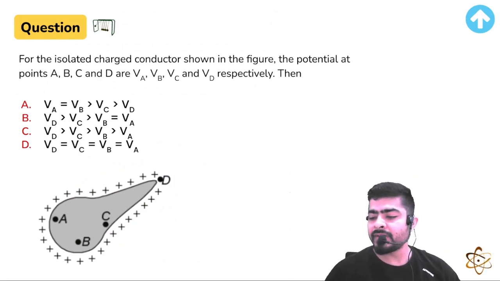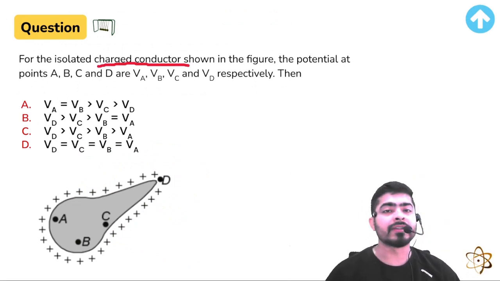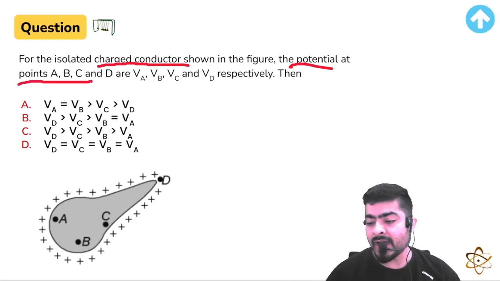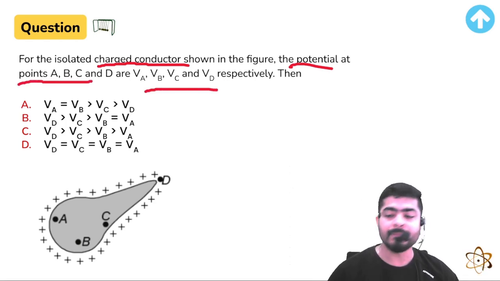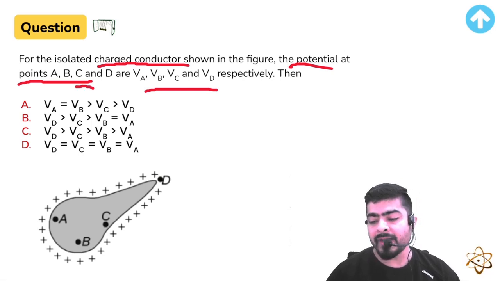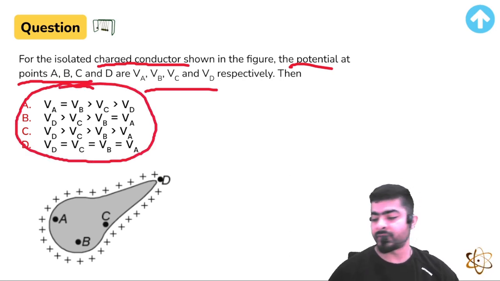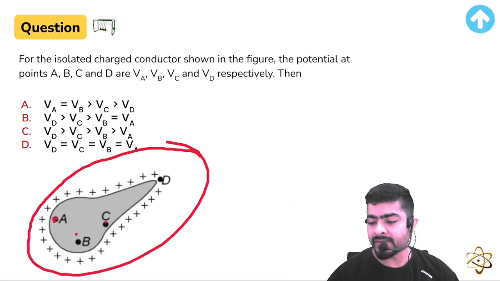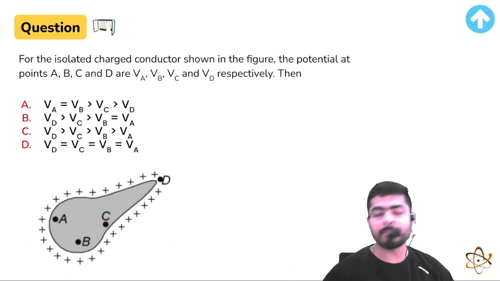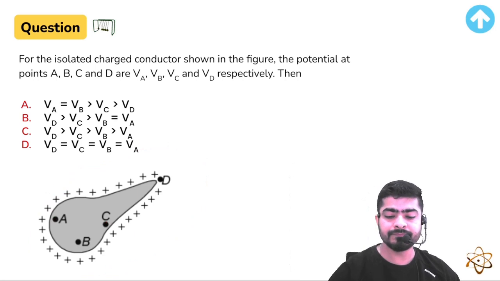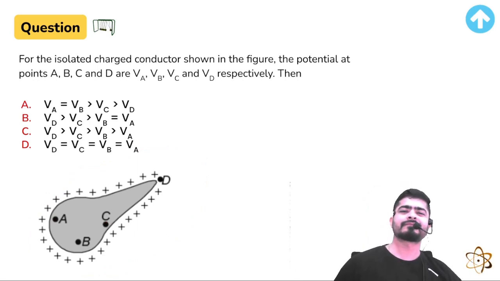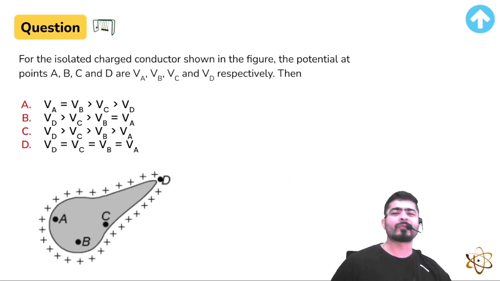For the isolated charged conductor shown in the figure, the potential at the points A, B, C and D are VA, VB, VC and VD. So we have to find how the potentials are related to each other. You can see this is your conductor and these are the 4 points. So what would be the potential for them? Very easy question. Just by reading the question you can answer this.